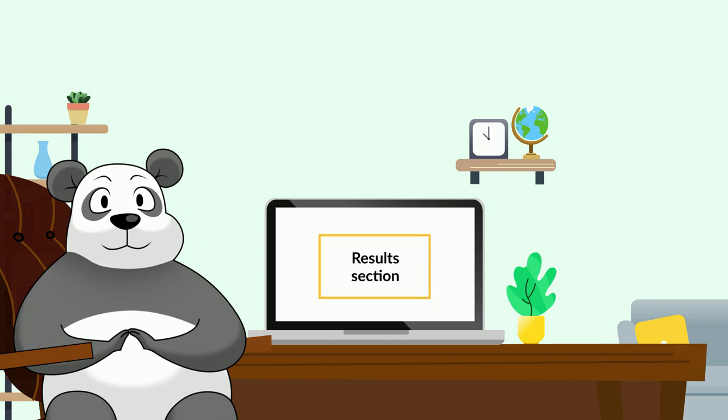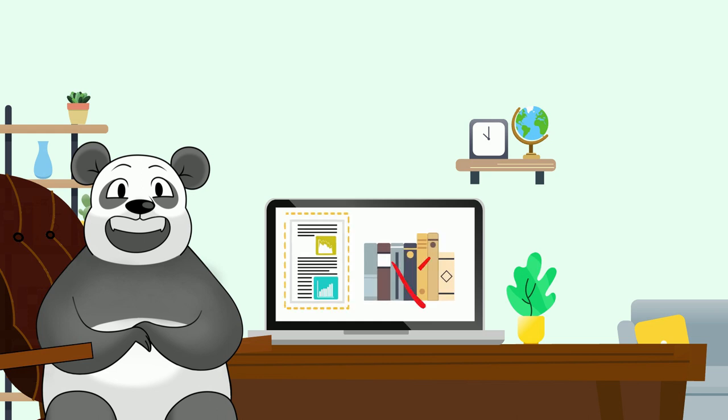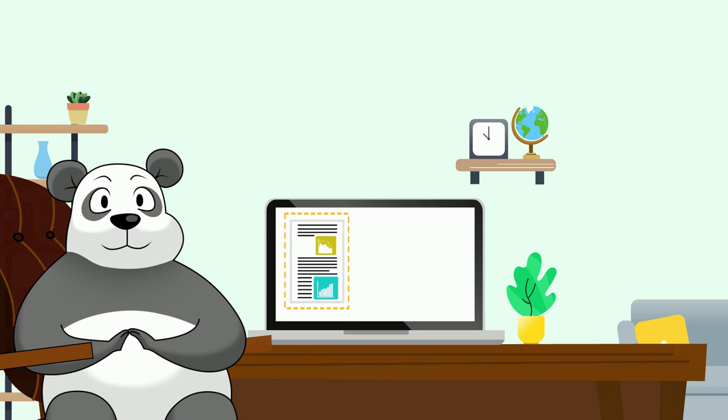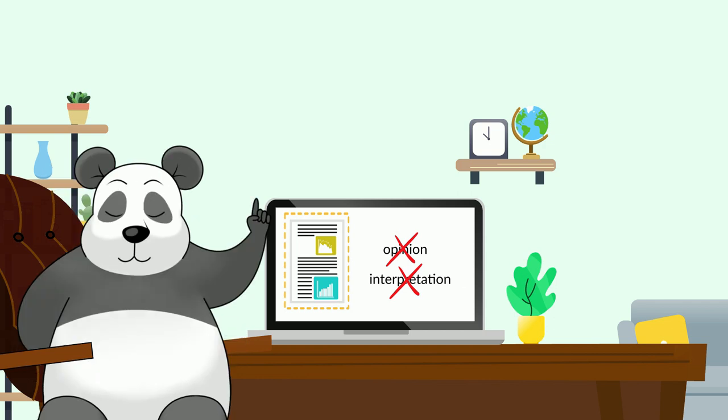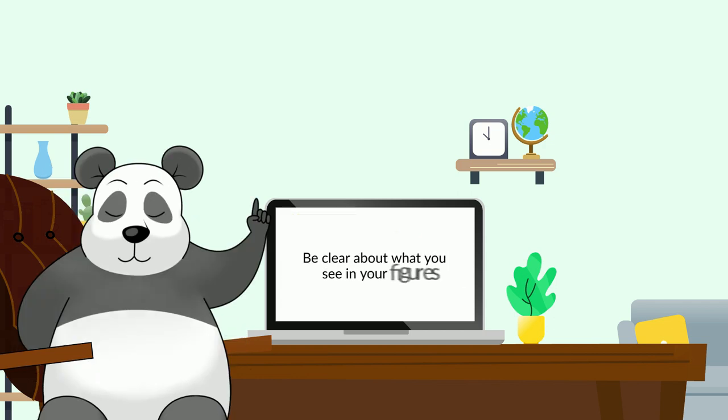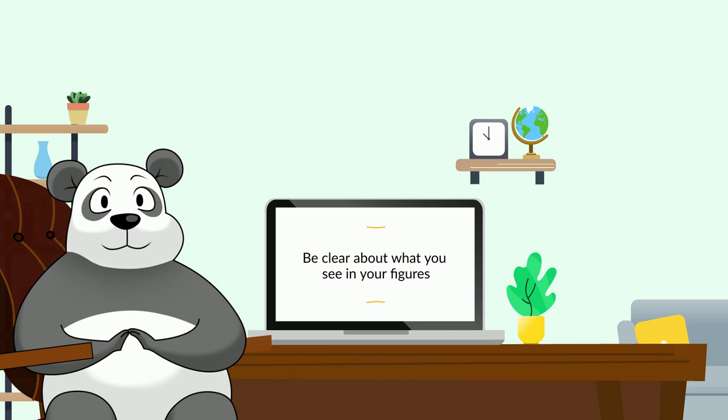In the results section, present only your results. In other words, do not mention the results of others. Present and describe what you found in both a detailed and simple way, without opinion or interpretation. Even if it seems obvious, be clear about what you see in your figures. Do not assume that the reader will see the same thing.